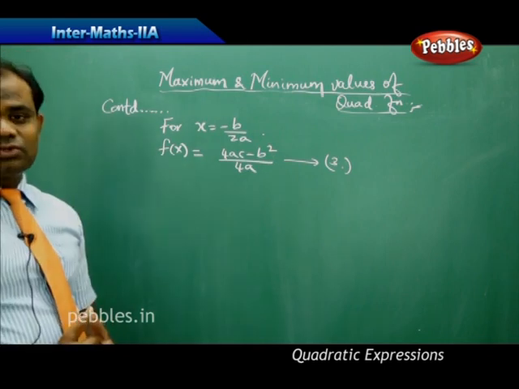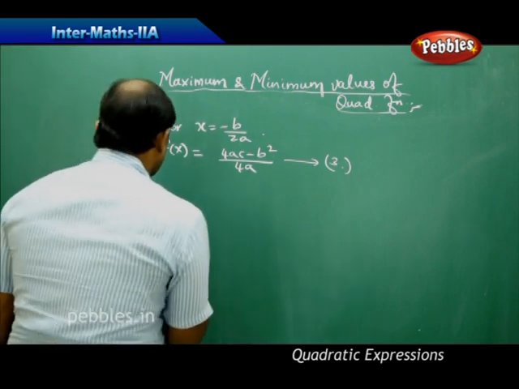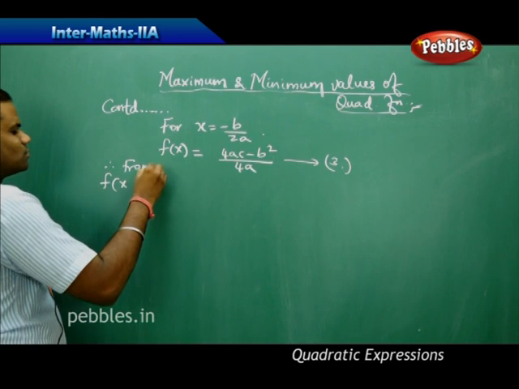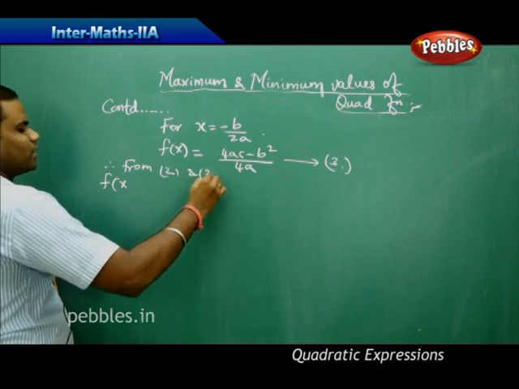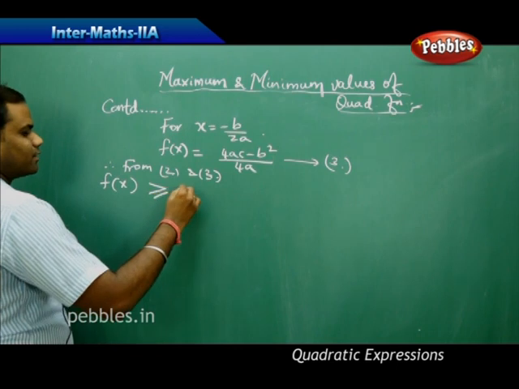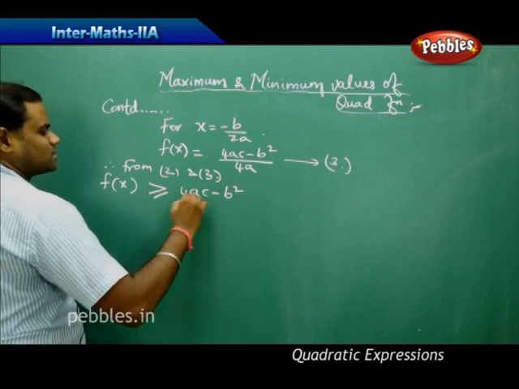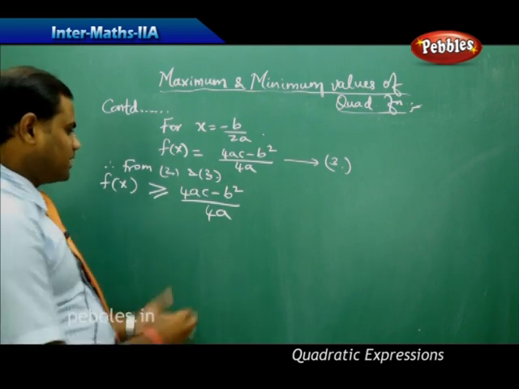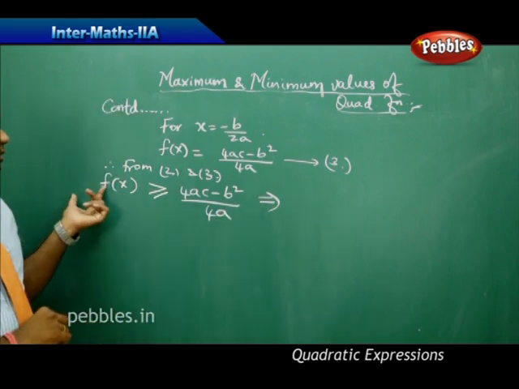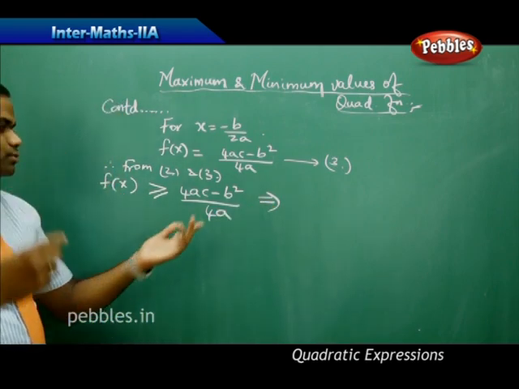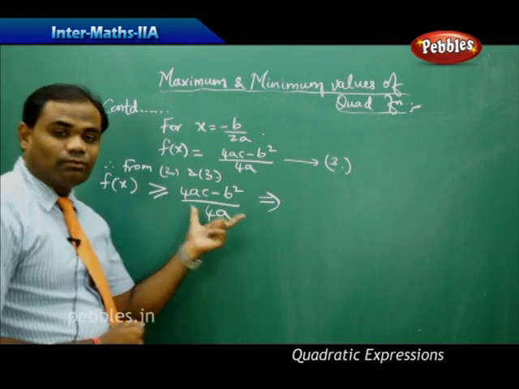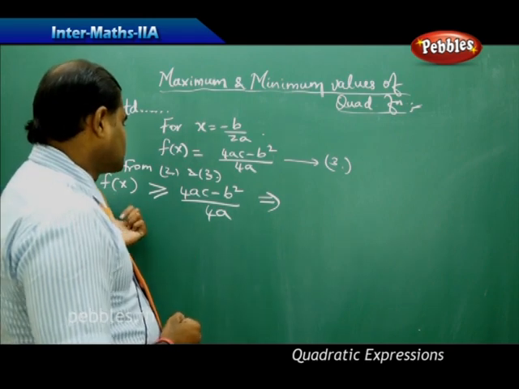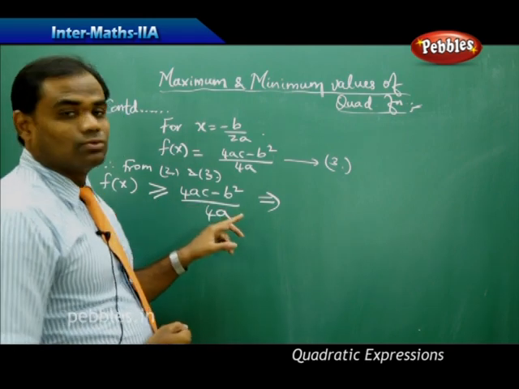Now, when I see equations 2 and 3, I combine them and get that f of x is greater than or equal to 4ac minus b squared by 4a. Now this makes us clearly understand that the y value is at the most greater than or equal to this. That means this must obviously be the minimum value, because any value you take for f of x is always greater than or equal to at the most this.